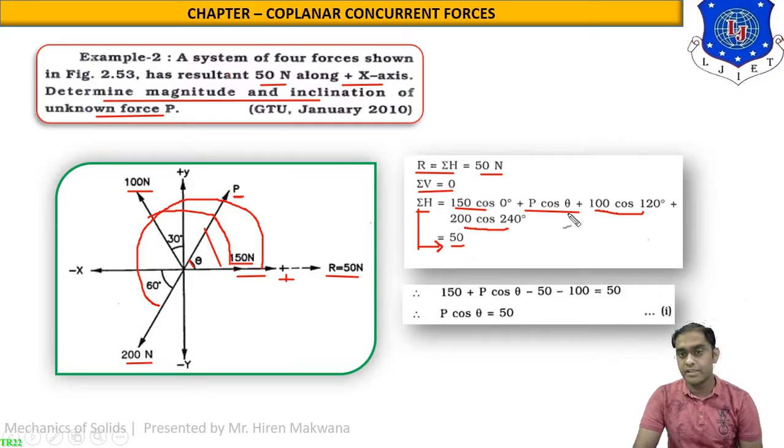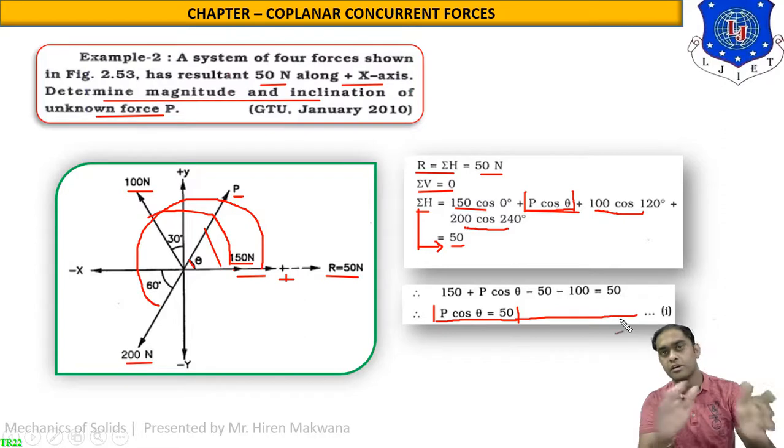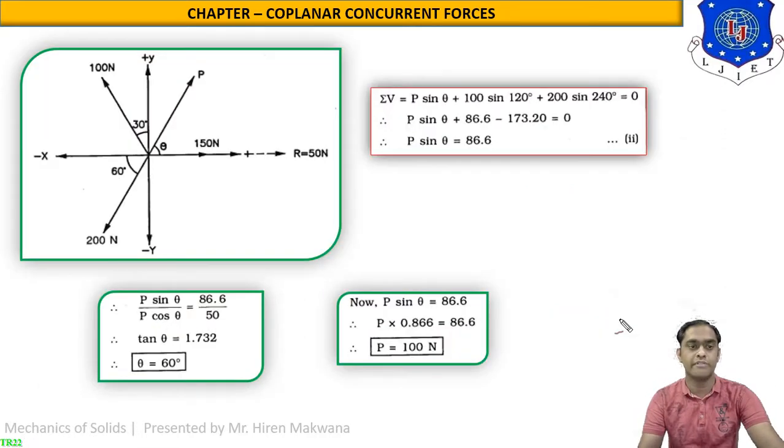Now by solving this calc, you will find that P cos theta is the only unknown term. So you can find out the equation like this. P cos theta is equal to 50. Make this equation as number 1. Now the same figure we will calculate for sigma v. Let us see the calculation of sigma v now. The same figure is here. Now sigma v, the same values are copied.